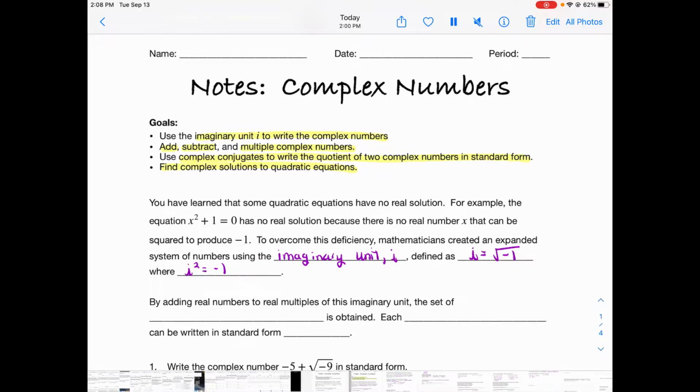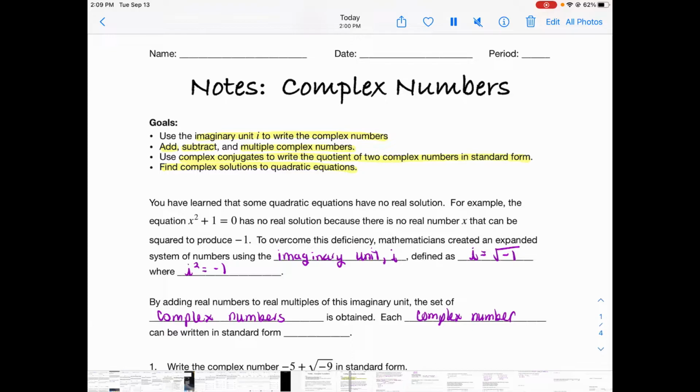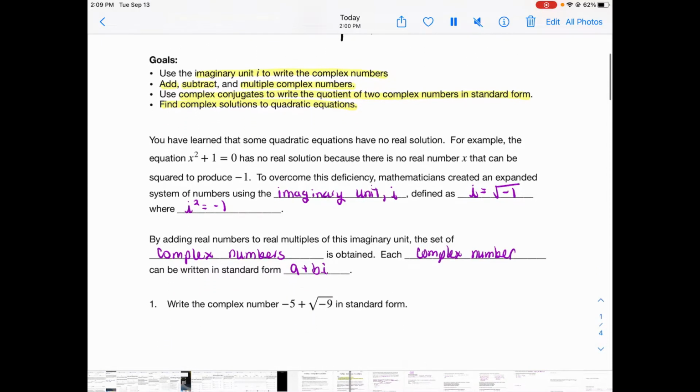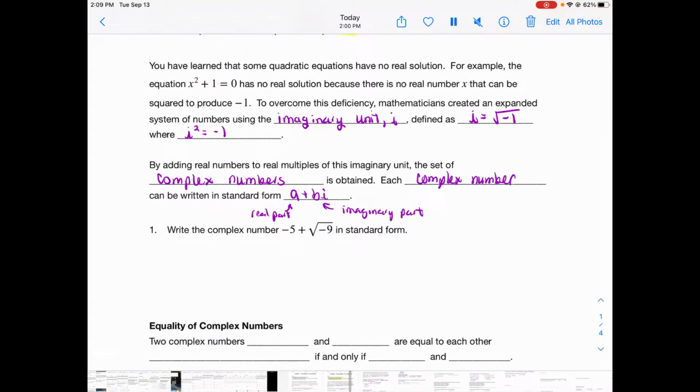By adding real numbers to real multiples of the imaginary unit, we form a new number set called complex numbers. Each complex number can be written in standard form. The standard form of a complex number is a plus bi. So you have a real number and an imaginary number. The a is what we call the real part, and b is called the imaginary part. Now a and b can be any number: positive, negative, fractions, decimals, anything.